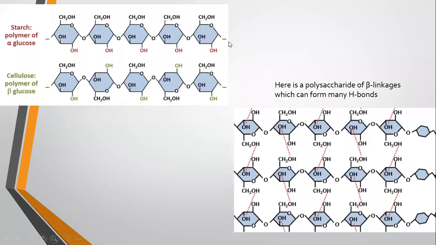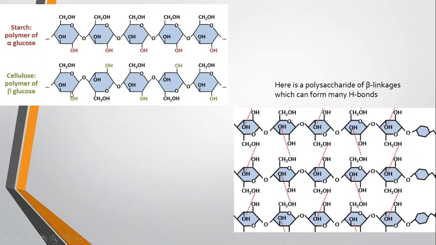On the top left is an example of starch, and it is a polymer of alpha glucose, meaning all the hydroxyls are facing down here. This creates less of a chance to make hydrogen bonds. Therefore, it's easier to break down, which is why we can use it as energy for our body.